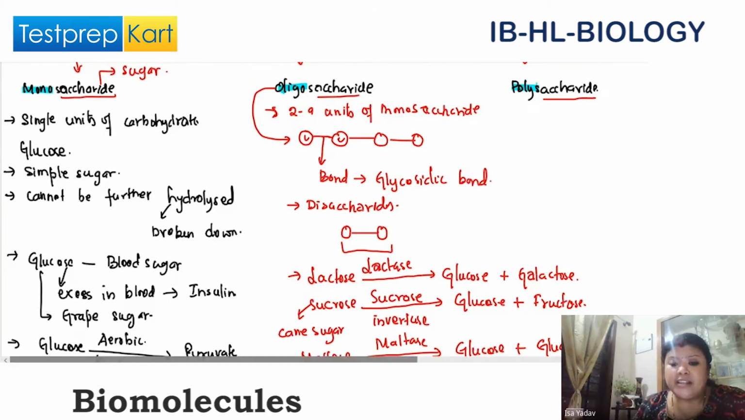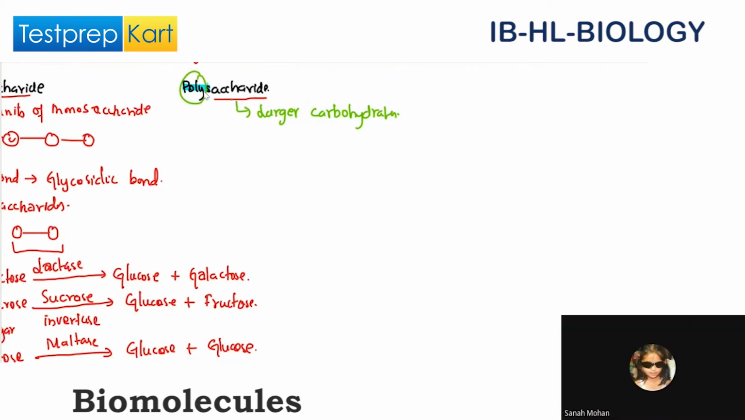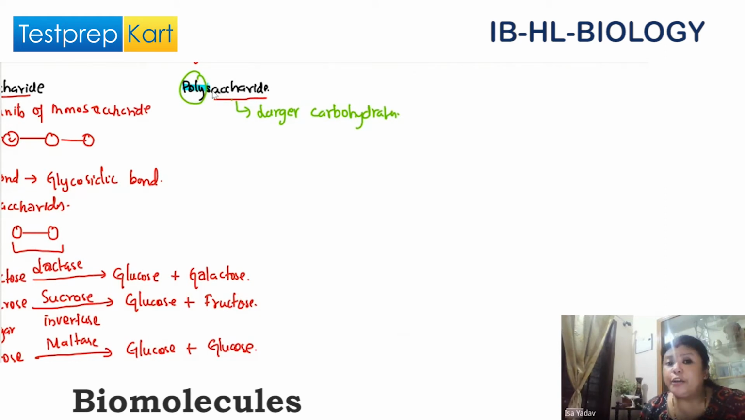Before that, let's go and have a look at the polysaccharides. The polysaccharides are the larger carbohydrates. Poly means large. Saccharide comes from saccharon, sugar. A large sugar unit is called a polysaccharide. They are polymers of sugar. This point is clear?